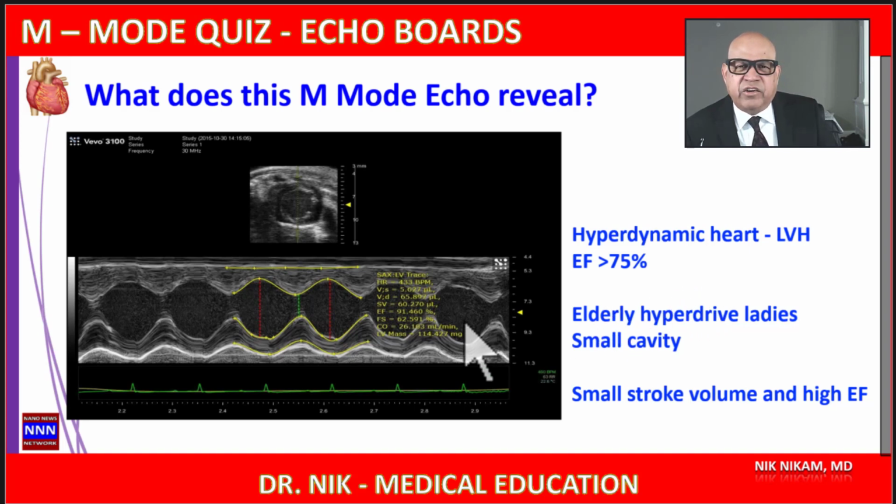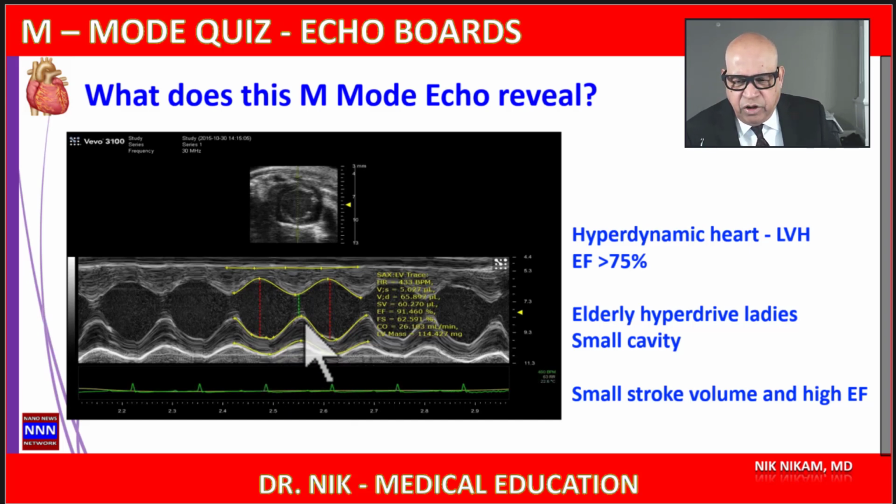We see this especially in elderly hypertensive women who have small left ventricular cavities, like their end diastolic volume is like 50, end systolic volume is like 15 ml, and they have just a small cavity and the ventricle just squeezes almost with each cardiac cycle.